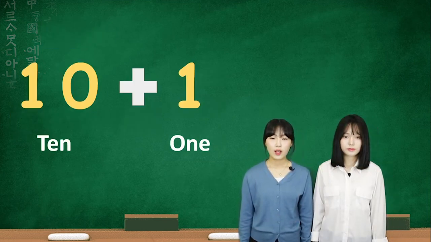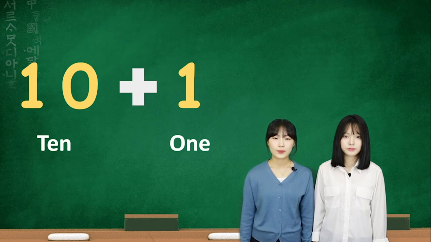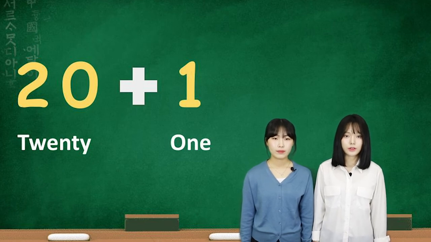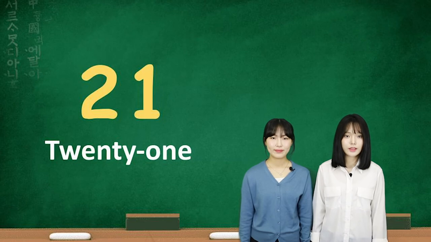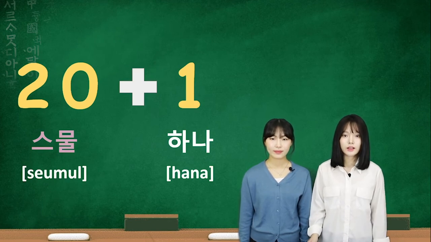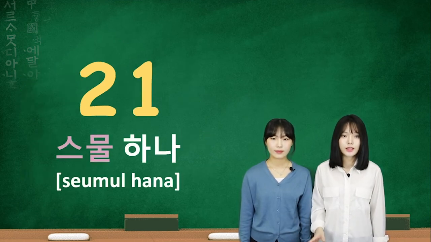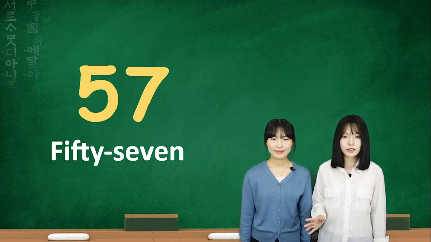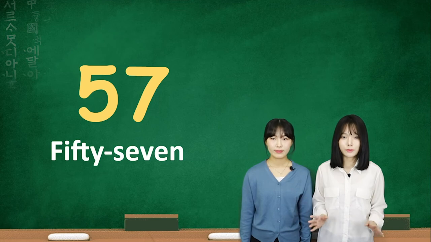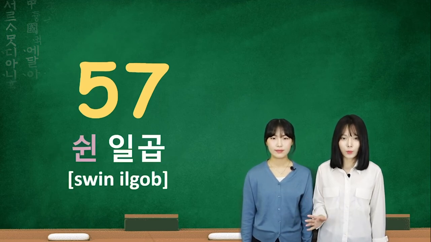Now, we are going to learn how to combine the numbers of tens digit and the numbers of unit digit. Using two digits, just combine the tens digit and the unit digit. If you add one of the unit digit to 20, it becomes 21. Likewise, if you add 하나 of the unit digit to 스물, it becomes 스물하나. For example, if you change 57 to native Korean numbers, it becomes 쉰일곱.